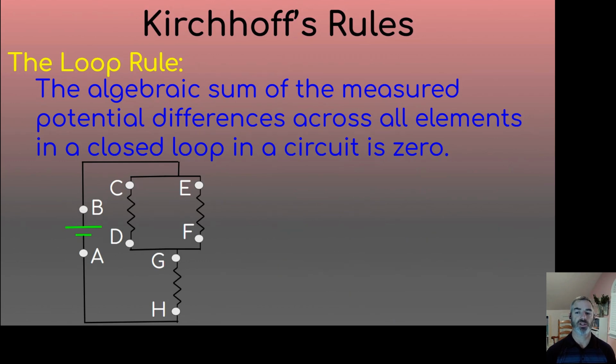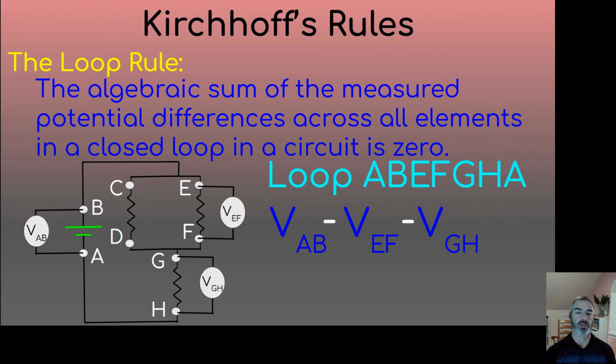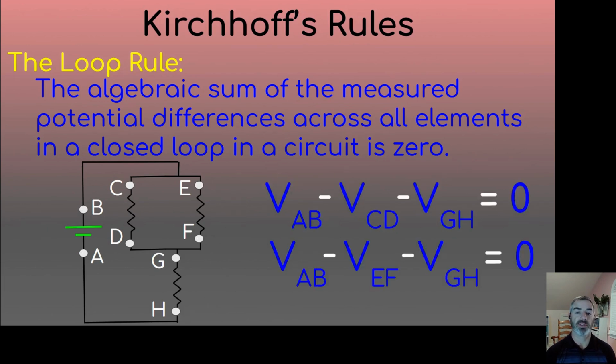Now, if we look at the equation for the other loop going through EF, we have the same voltage increase across the battery, a decrease across EF, and a decrease across GH, and that's going to equal 0 as well. So that gives us these two equations, the two loops that we have. So you should have one equation for each loop or path that the current can go.